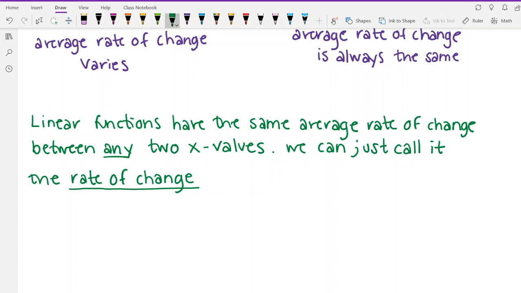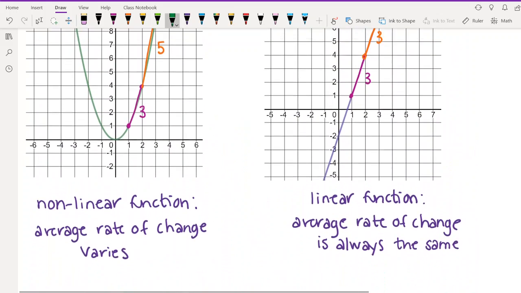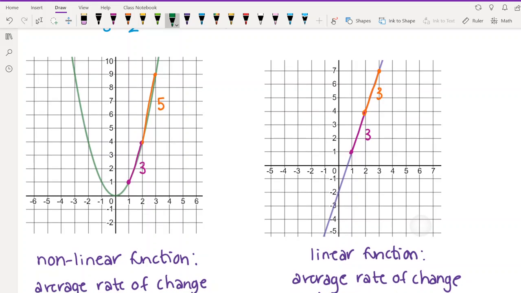And then this is kind of what I think is maybe the most important part. So what is the rate of change equal to? If we look back at our linear function, it's the same as the slope, right?